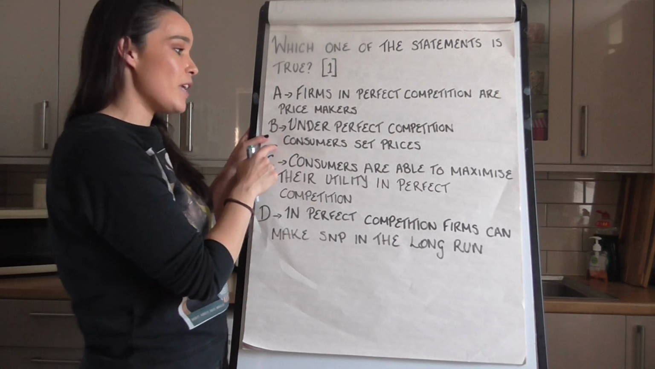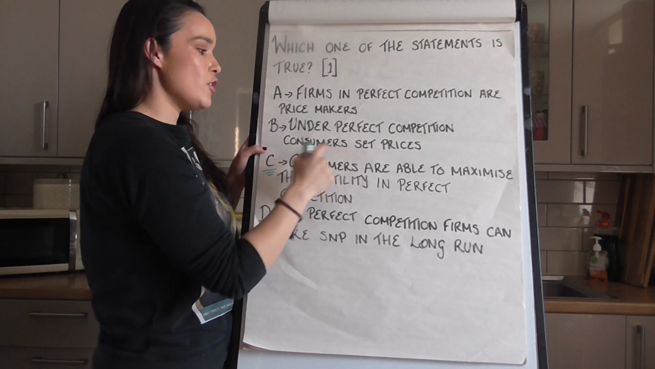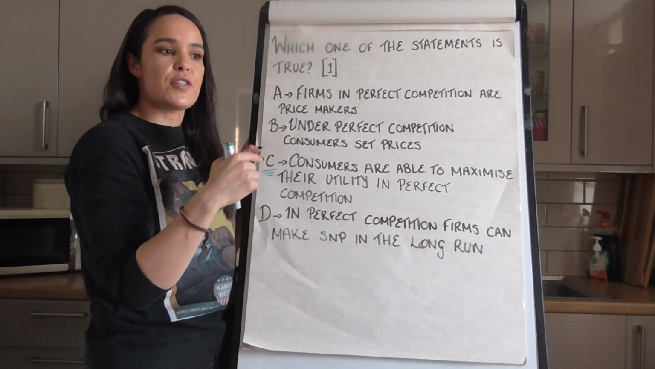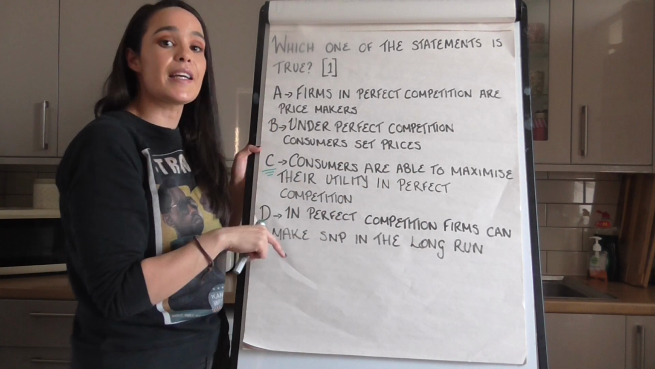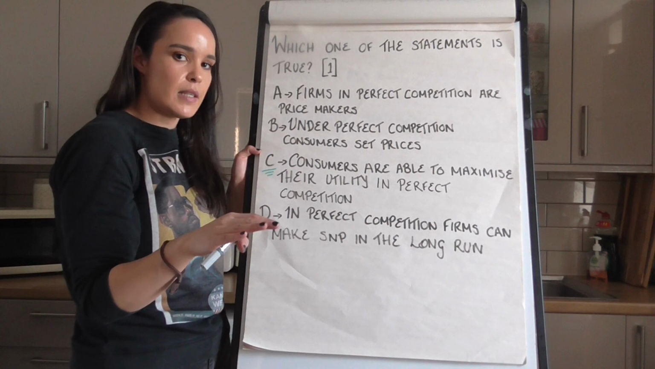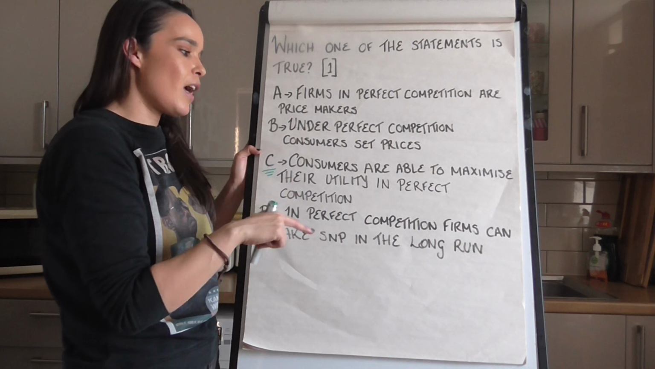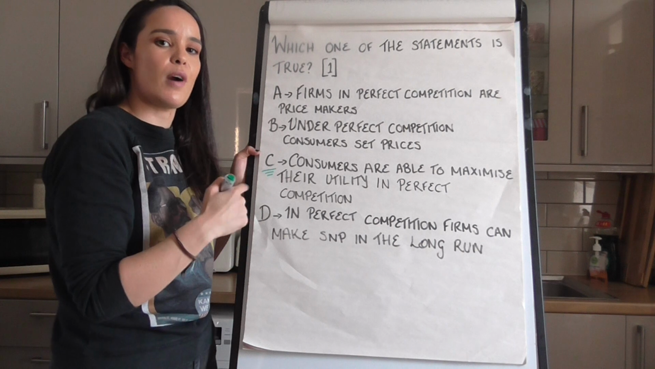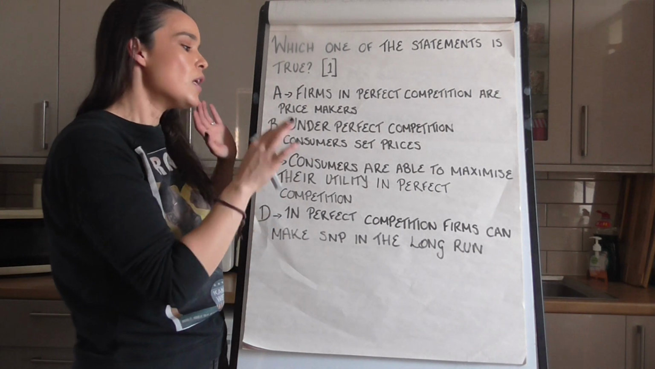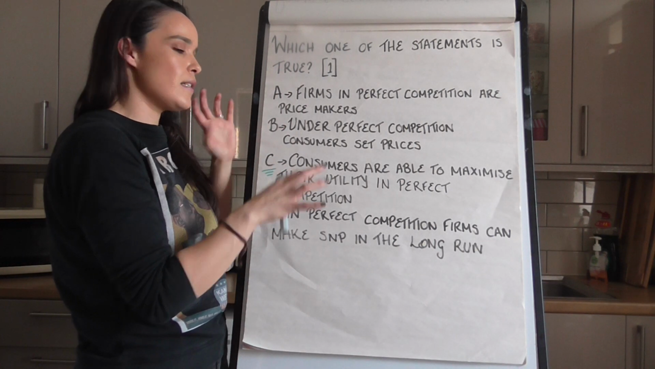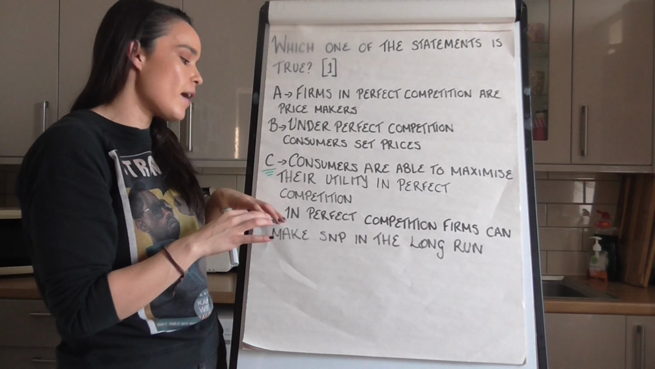It can't be B, under perfect competition, consumers set prices. We know that actually under perfect competition, it's the market that sets prices. Normal market mechanisms set prices, where supply equals demand, that's where our price is. There's kind of no consumer or producers setting that. It's a combination of both of those working together.